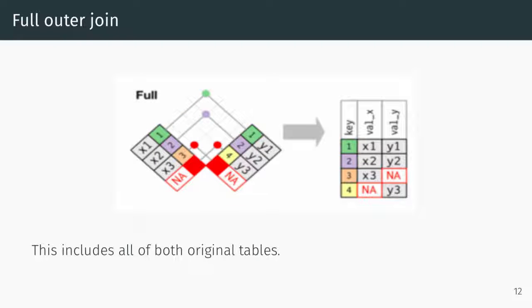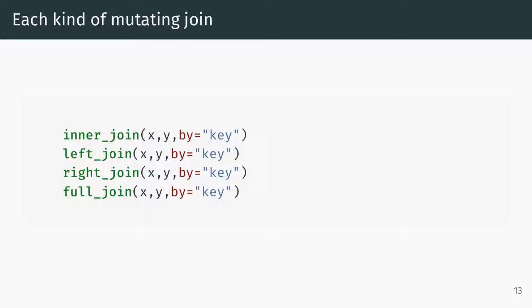A full outer join includes all of both original tables. So we're going to include all of this one and all of this one. And for the rows that don't match, we just have some NAs. So this is each kind of mutating join: an inner join, a left join, a right join, and a full join. And I've put in by key here. By key is not strictly necessary. If you've got two columns with the same name, you could just say inner join x, y.